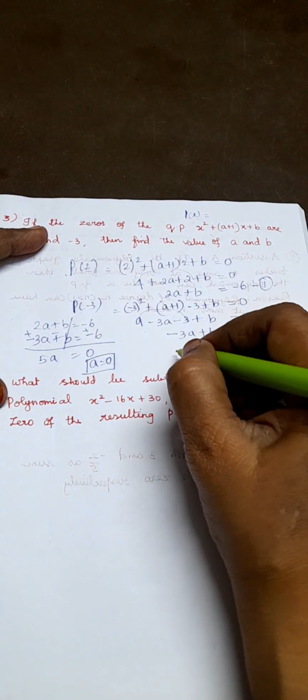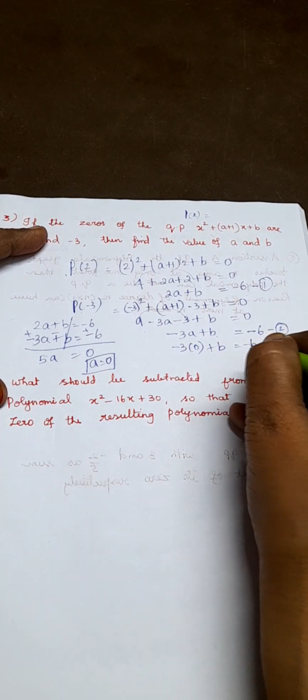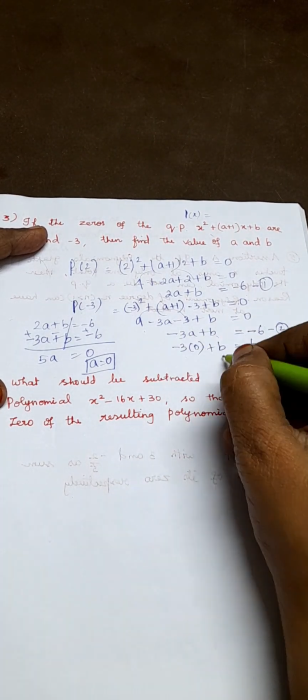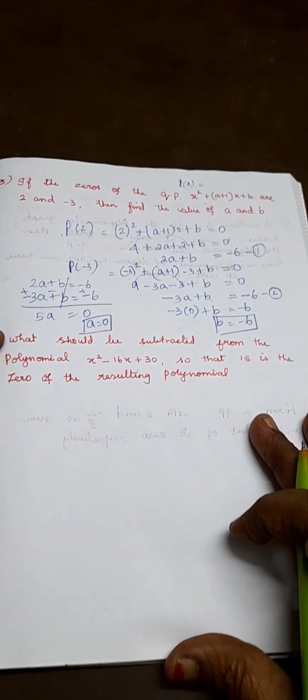Now apply a equal to 0. Minus 3 into 0 plus b equal to minus 6. So this will become 0. So b will become minus 6, which is the answer. Is it clear? Shall we go to the next problem?